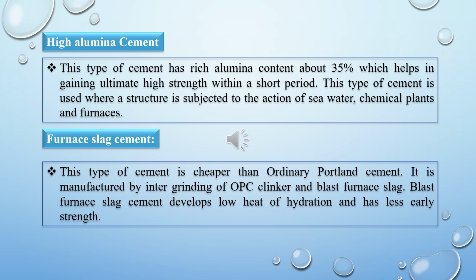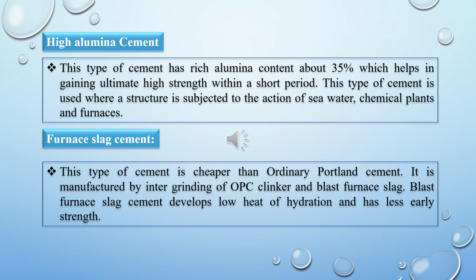So students, our next cement is furnace slag cement. He said that this type of cement is cheaper than OPC. And now the question is how furnace slag cement is prepared. He said that if you grind OPC clinker with blast furnace slag, then this will develop furnace slag cement. And this cement has low heat of hydration, due to which there is less early strength as compared to OPC. So if anyone asks, how can you prepare furnace slag cement? Then you can easily answer him. You can say if you grind OPC with blast furnace slag, then it will develop furnace slag cement.